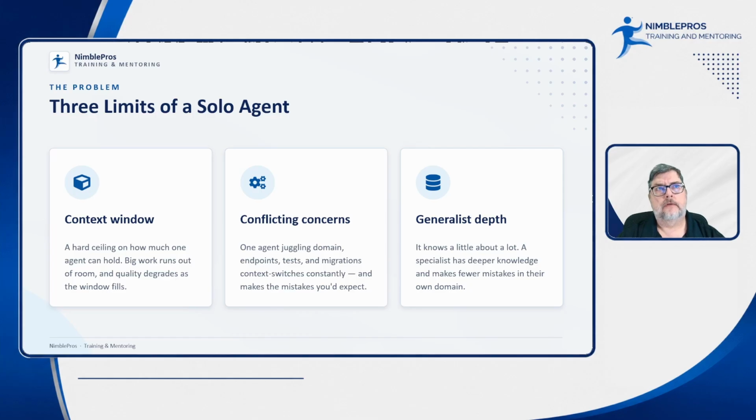Another piece is that you can have conflicting concerns. If you have an agent that has to juggle all these different pieces, it has to switch back and forth. It has to shove aside its knowledge of the front end in order to do the back end stuff. It has to shove aside its knowledge of databases to do the front end stuff, whatever it might be. And so it can't hold on to that knowledge, again, coming back to the context window. It's unable to do certain pieces really well. And like all generalists, it knows a little bit about a lot of things, but a specialist would have a deeper knowledge of a specific area and could do a better job with that particular area.